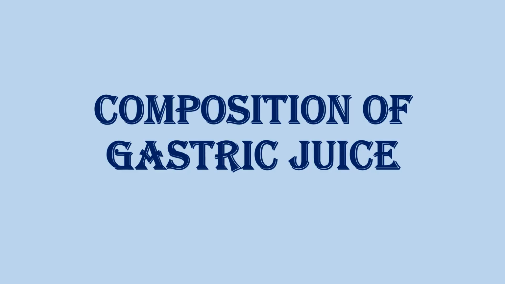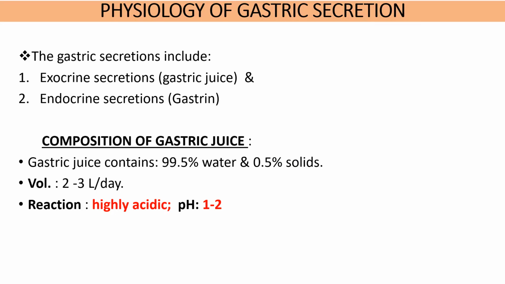Composition of gastric juice. The gastric secretions can be broadly divided into two types. The first is the gastric juice, that is the exocrine secretions of the stomach, and the second is the endocrine secretions of the stomach, that is the gastrin hormone.